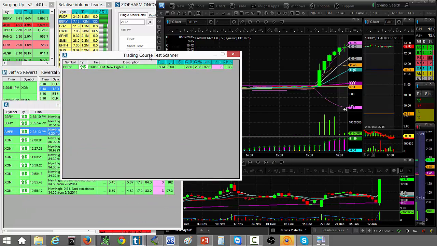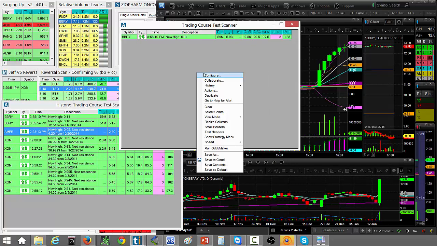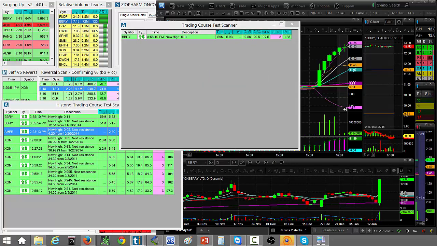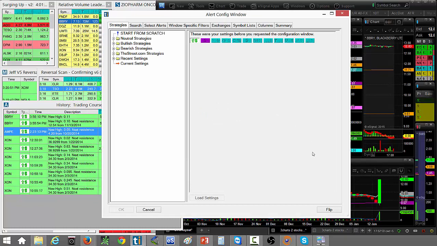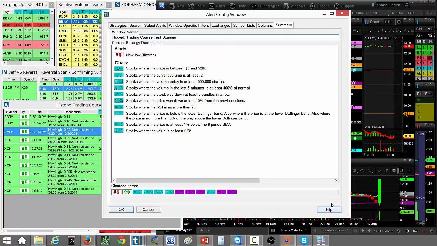Okay, now we've duplicated the scanner. Go to configure, go to advanced, and click flip. This will now flip it. This will reverse all the settings for shorting or for getting long here on a bottom bounce. Okay, so it says it's flipped up there. We'll just call this bottom bounce. Flipped, no, that's kind of confusing. We'll just say bottom bounce.